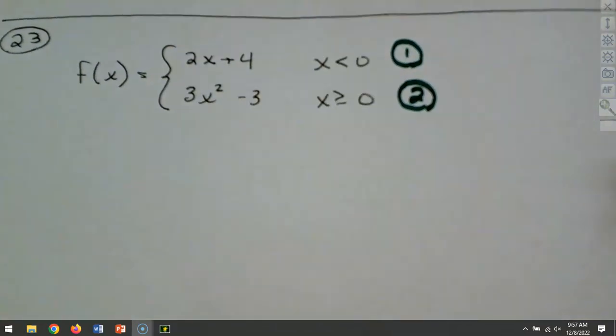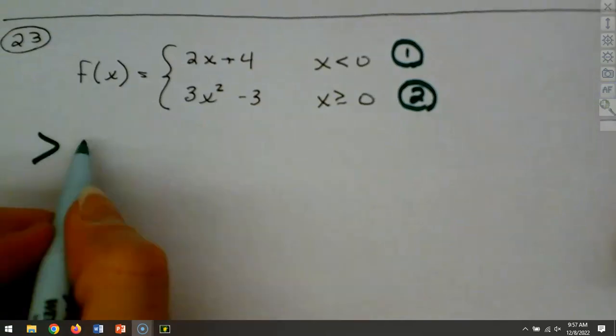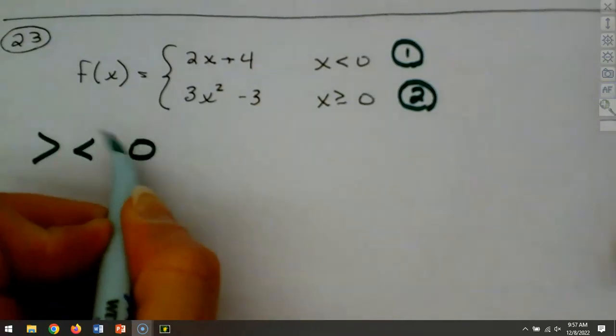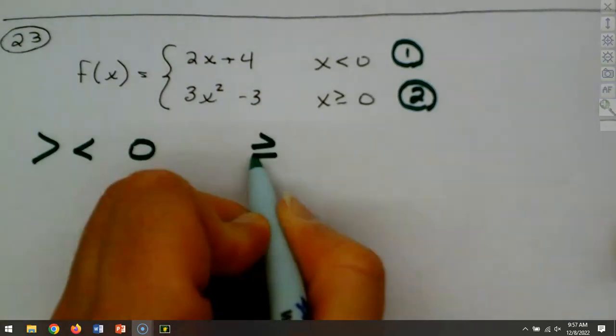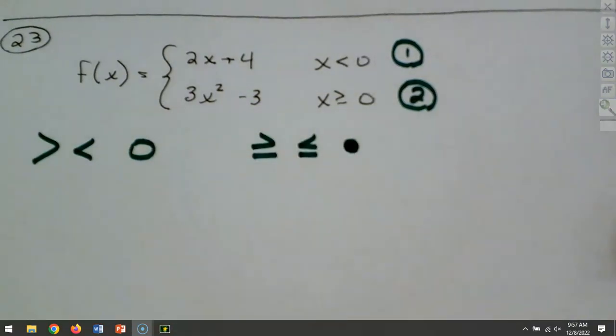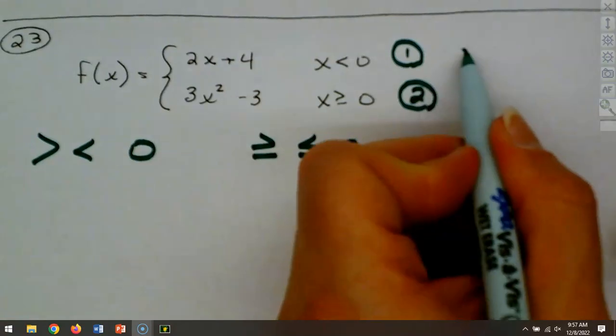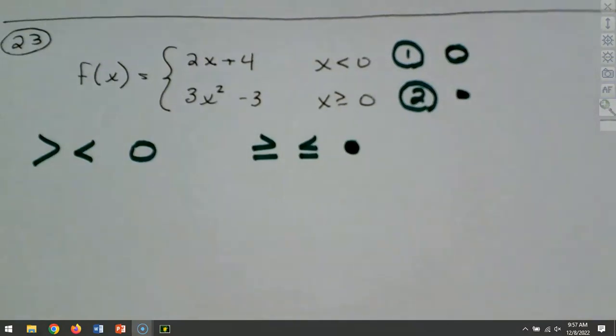And when we work with piecewise defined functions, we need to make sure that we understand that it's either going to have an open circle or a closed circle. And what's the difference? Strictly less than, strictly greater than, those are going to get an open circle. Greater than or equal to, less than or equal to, well, those get what? The closed circle. So the top one, it's going to get an open circle, and the second one, it's going to get a what? Closed circle. So that's the first thing that we do.